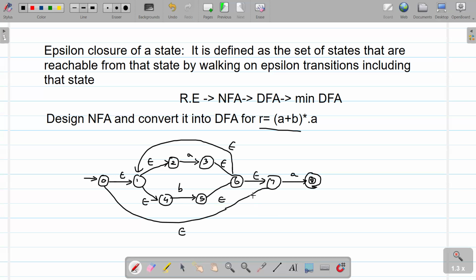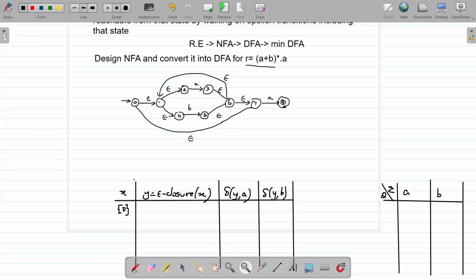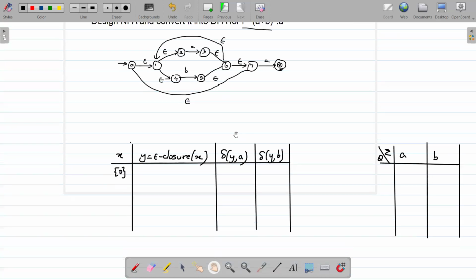Now we need to convert this NFA into DFA. So there's a process that we follow. We start from the start state. So in this case, 0 is the start state. Then we calculate the epsilon closure of the start state. So in this case, we'll calculate for 0. So we start from 0. Epsilon closure of 0. First, we start with the state 0.